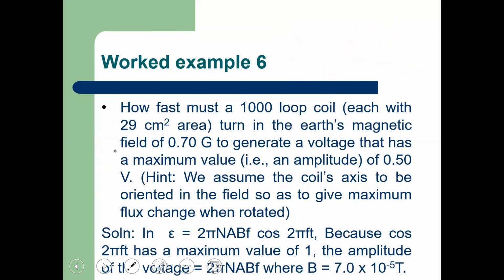Yes. So this is another worked example. I can see a solution here that says: how fast must a 1,000-turn coil, each with 29 cm² area, turn in the Earth's magnetic field of 0.7 G to generate a voltage that has a maximum value of 0.5 volts. So it has a solution.